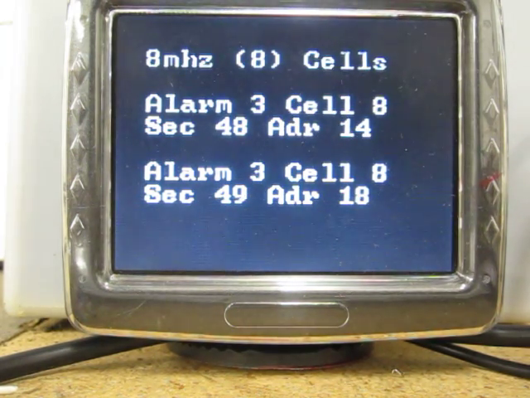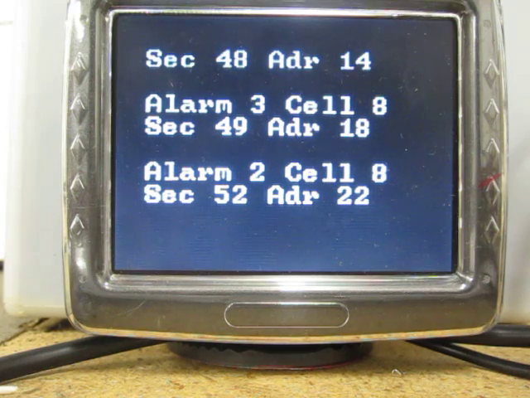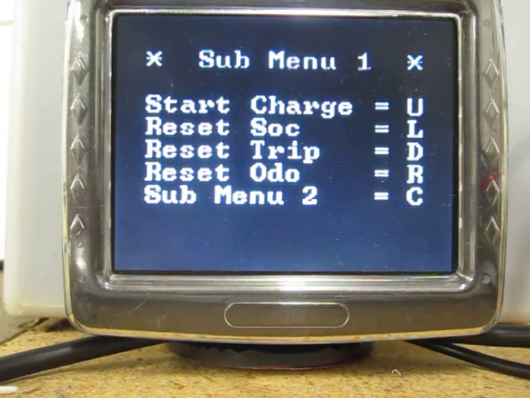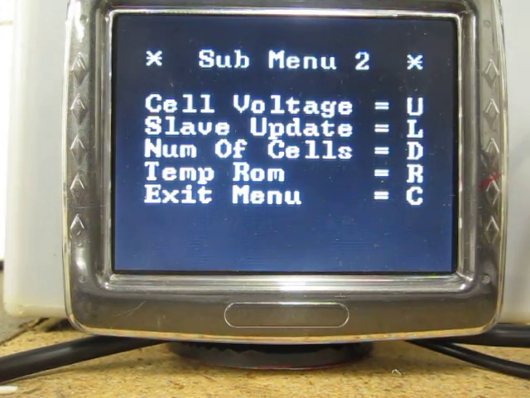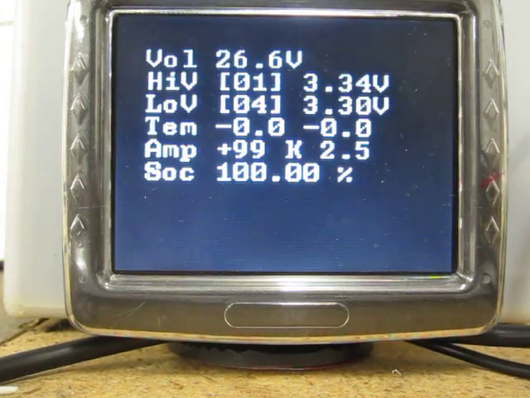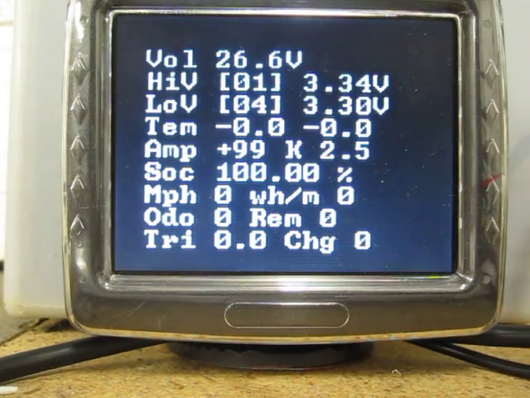This is the second error, which occurred a second later, which again was alarm 3 with cell 8 at 49 seconds. Scroll down, this is a different alarm. This is alarm 2, which was the cell below absolute minimum voltage. Again, that was cell 8, and that was after 52 seconds. Once you've finished scrolling through all those, you just get back to the normal menu. You come out of that and back to the normal BMS screen.